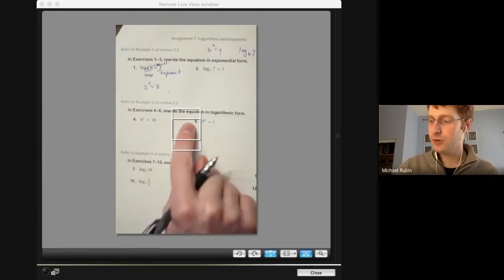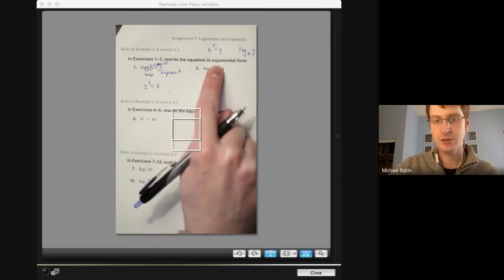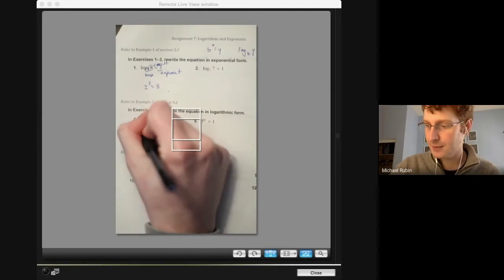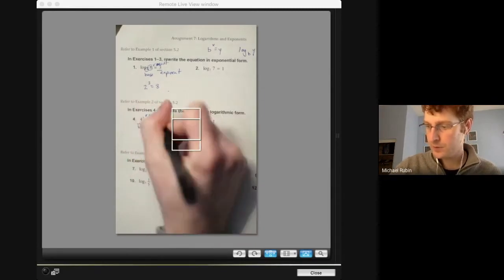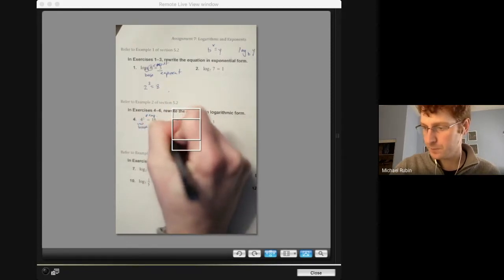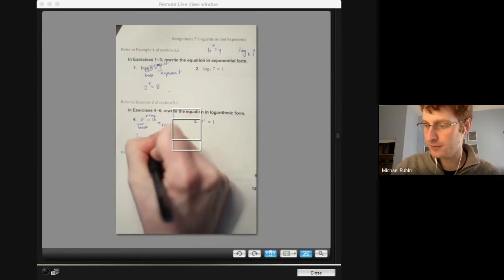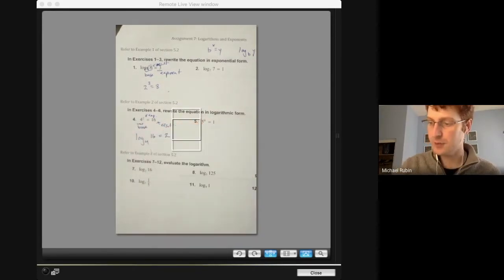In problems 4 through 6, you're doing the same thing, just the opposite. Instead of rewriting the equation in exponential form, you're rewriting the equation in logarithmic form. So I'm going to do the same thing. I'm going to identify my base, my exponent, and the result. So I can rewrite it by just saying, okay, well, I've got a log with a base of 4 of a result 16 is the exponent, which is 2.